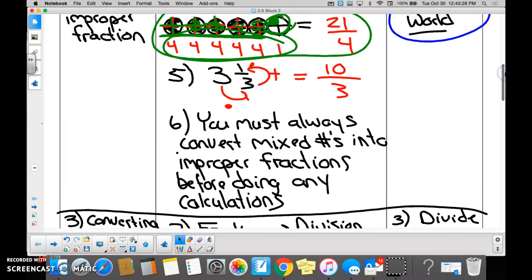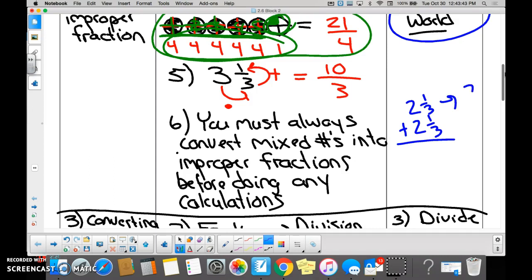Mixed numbers. Can you ever do calculations with mixed numbers? No. So if I give you a problem like 2 1/3 plus 2 1/3, can you just say 4 2/6 or 4 2/3 for your answer? You have to convert it into an improper fraction. So you have to convert it into 7/3 and then do the math, right? Not that we're doing that yet, but you can never calculate with mixed numbers.